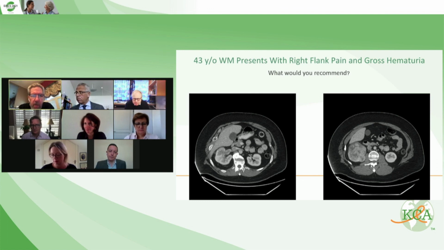Just to throw it out to the entire panel, with the flank pain and gross hematuria in that setting, would anyone consider upfront cytoreductive surgery, or does everyone want to initiate systemic therapy? What is the size of the tumor, Chris? It's about 10 to 12 centimeters.